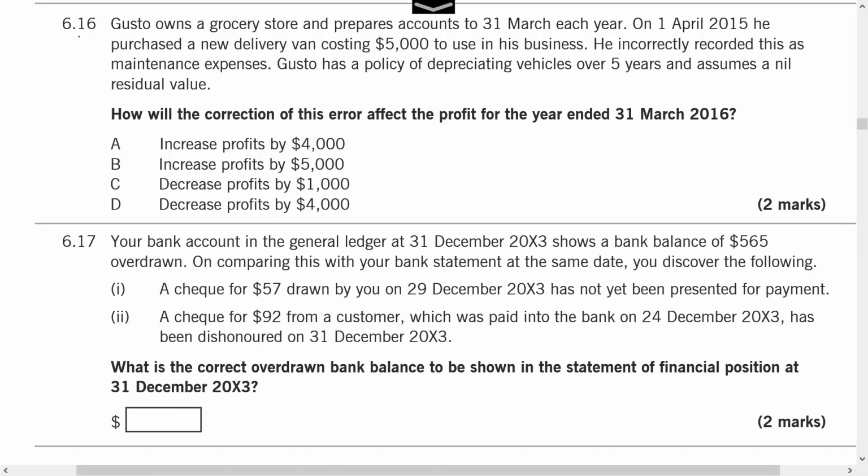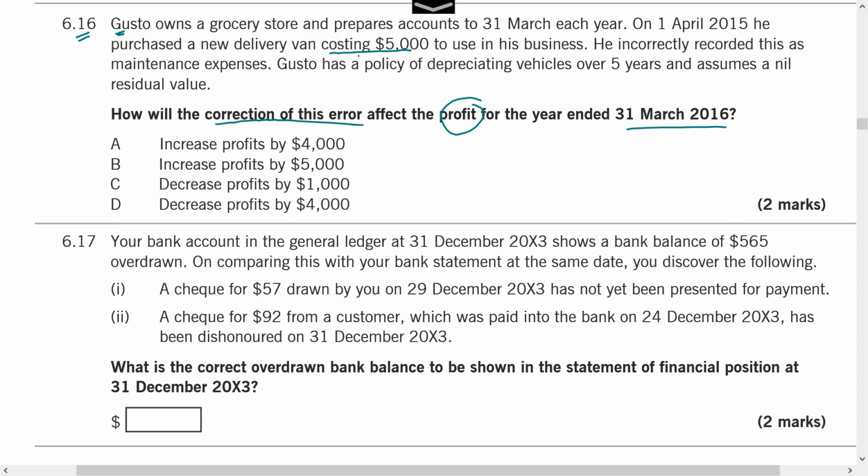Now here we have question number 16. How will the correction of this error affect profit for the year ended 31st March 2016? G owns a grocery store and prepares accounts to 31st March each year. On 1st April 2015, he purchased a new delivery van costing $5,000 to use in his business, he incorrectly recorded this as maintenance expense.